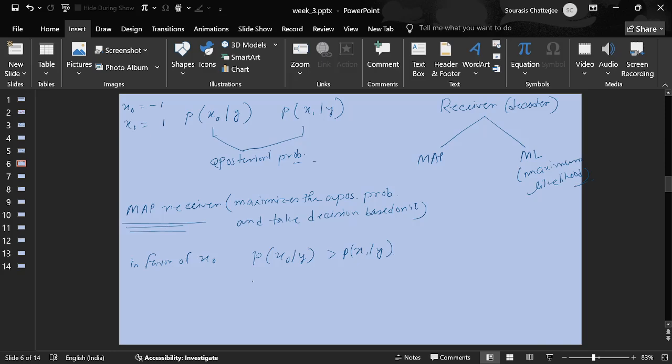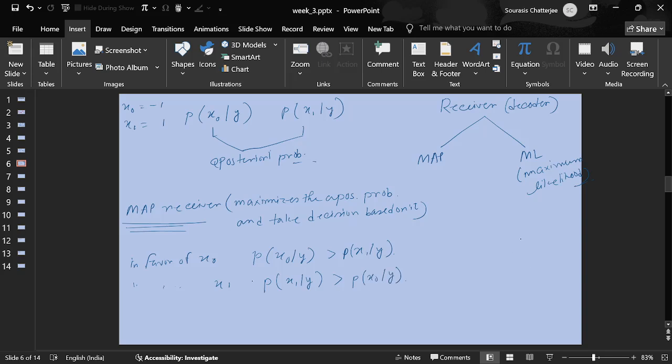So that means basically what you are doing, conditioned on the knowledge of the received signal, you are choosing the symbol whose a posteriori probability is higher. And it is going to decide in favor of x1 when p of x1 given y is greater than p of x naught given y.